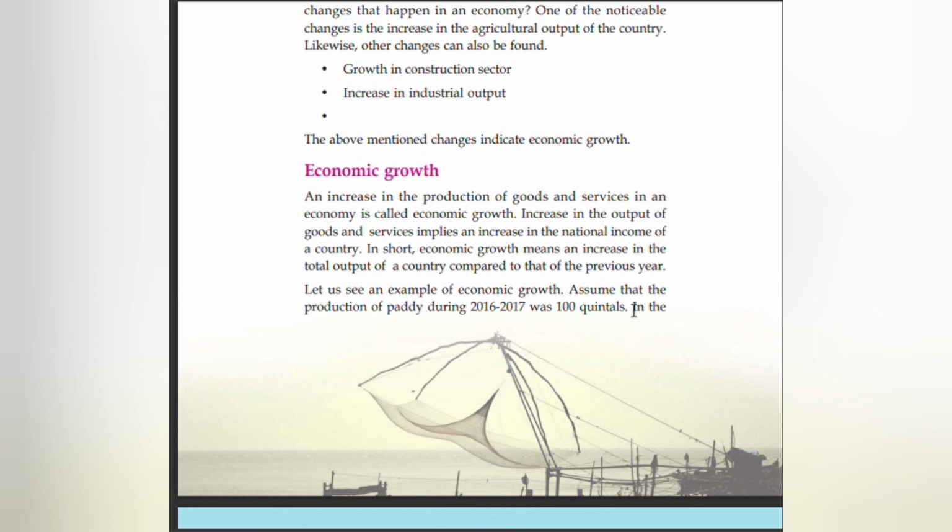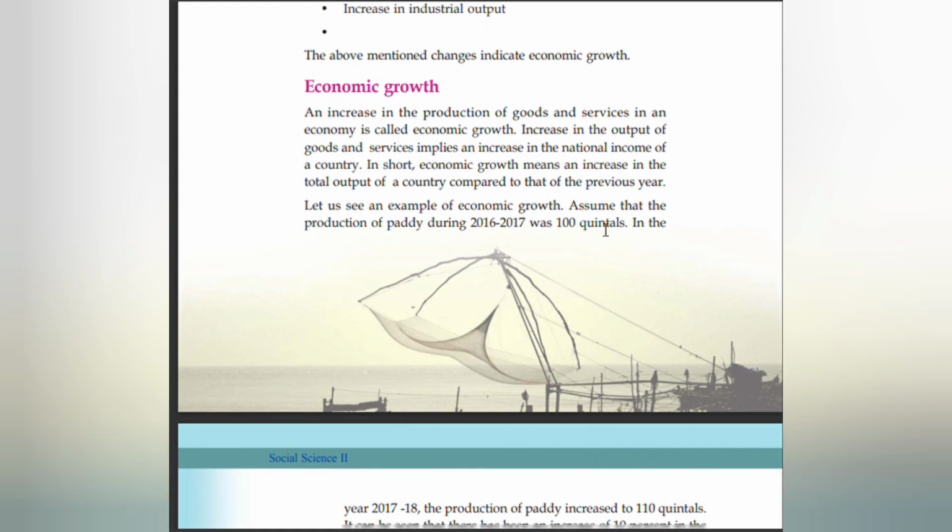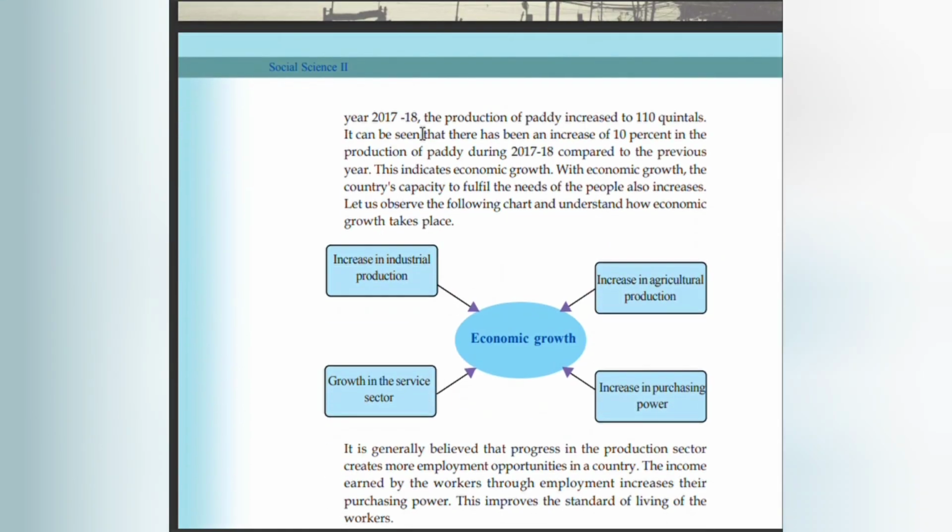Assume that the production of paddy during 2016-2017 was 100 quintals. In the year 2017-18, the production of paddy increased to 110 quintals. It can be seen that there has been an increase of 10% in the production of paddy during 2017-18 compared to the previous year. This indicates economic growth. With economic growth, the country's capacity to fill the needs of the people also increases.